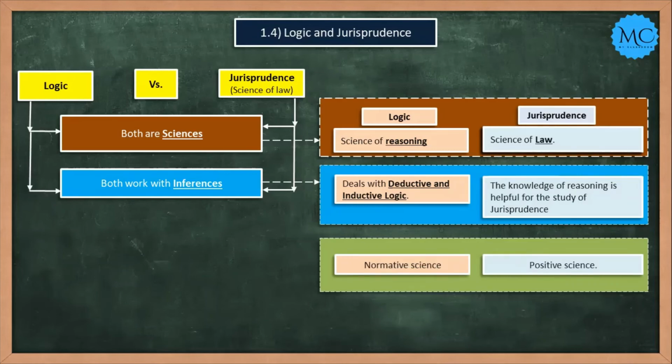If you look at the differences, one is a normative science and the other is a positive science. Logic is a normative science. Let me tell you again what a normative science and a positive science are. Positive science studies phenomena as they are. On the other hand, normative science studies things as they ought to be. That is the basic difference between a normative and a positive science.